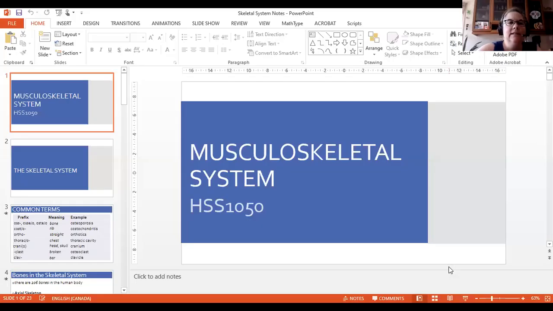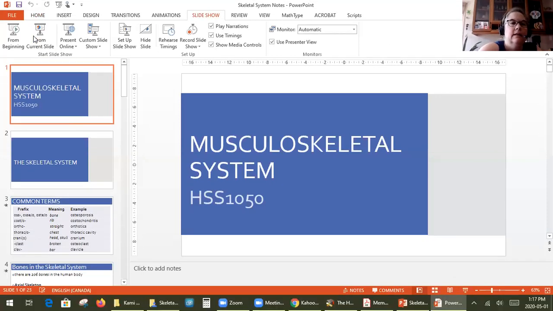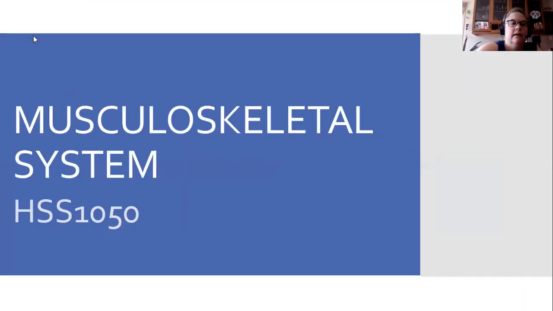Okay, so now this should be good for me to go here. There we go. So we have musculoskeletal systems. So we are going to learn all about the skeleton. Okay, so this is our new module. So that's HSS 1050. So you guys are all on track to get your credit for our cardiovascular one. We will be doing the unit final quiz or what have you, Monday through Wednesday.